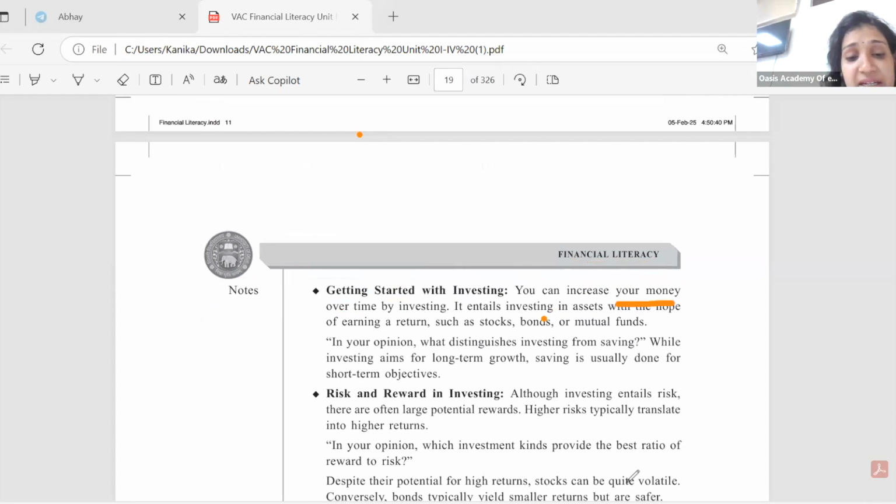You can increase your money over time by investing. How? You can invest in stocks, bonds, or mutual funds. You can even invest for long-term growth or for short-term objectives. It all depends on you. So investing nowadays is very much important.